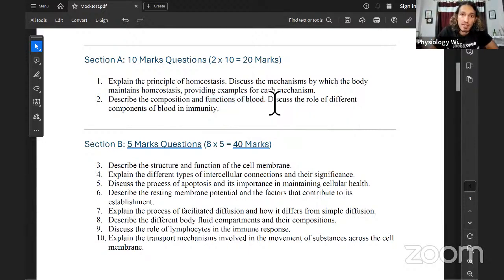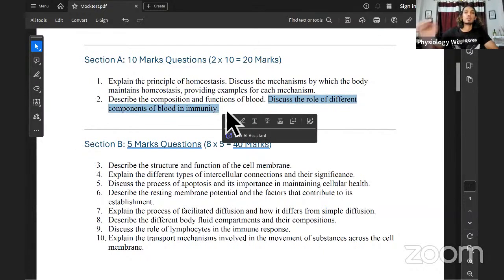On top of that, discuss the role of different components of blood in immunity. So here again, plasma proteins, immunoglobulins, how they help in immunity. Draw the diagram and explain that. On top of that, we have your WBCs, which are lymphocytes, functions of lymphocytes. Eosinophil, draw the diagram, functions of eosinophil. Basophils, again draw the diagram, functions of basophil. Monocytes, draw the diagram, functions of monocyte. Neutrophils, draw the diagram, again, functions of it.